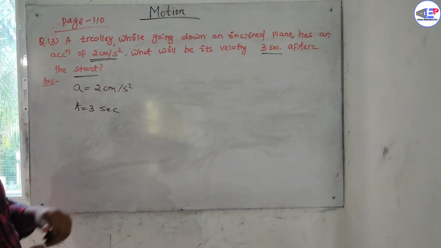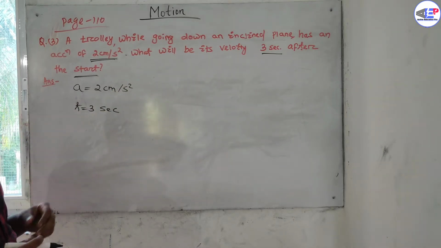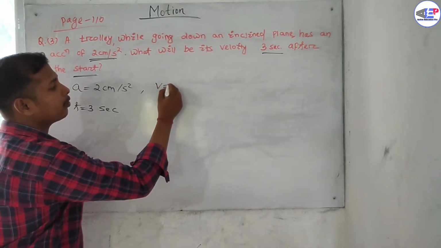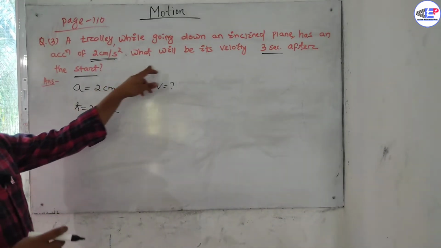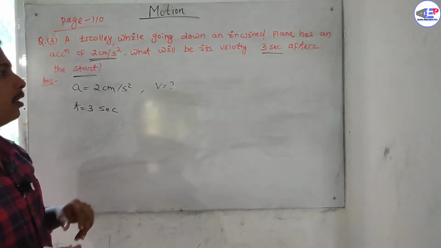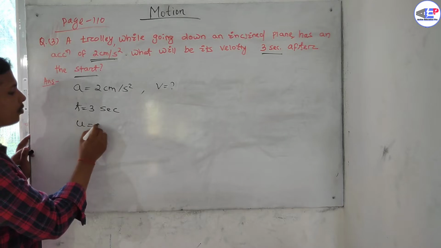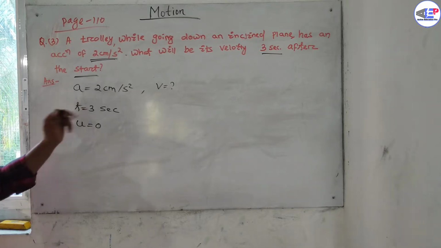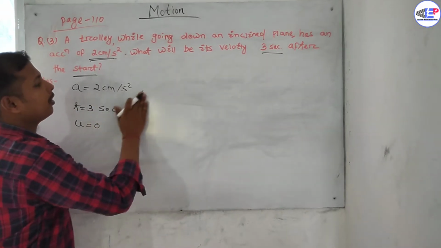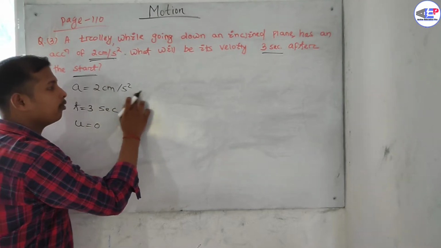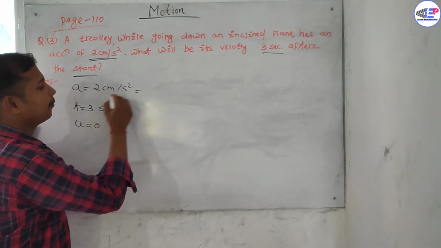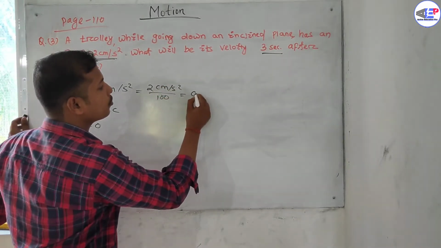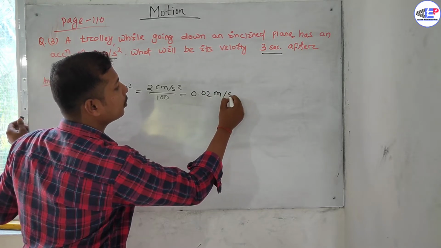Given that we have to calculate the velocity after the start, so we have to calculate the velocity. That velocity means its final velocity, because it's given that it starts on an inclined plane. That means its initial velocity will be 0, because it starts moving on an inclined plane. We have to convert the acceleration in unit centimeters per second square to meter per second square. So you have to divide it by 100. So it will be 0.02 meter per second square.